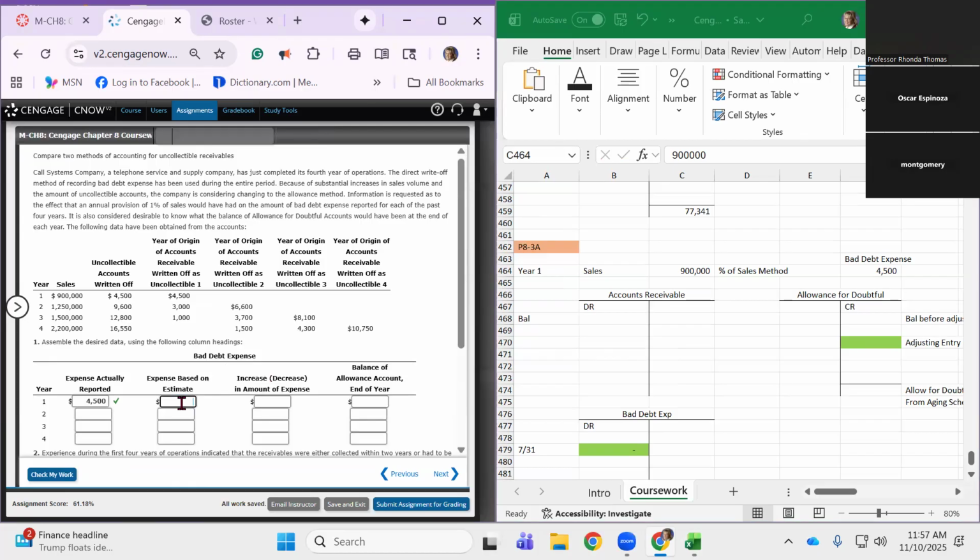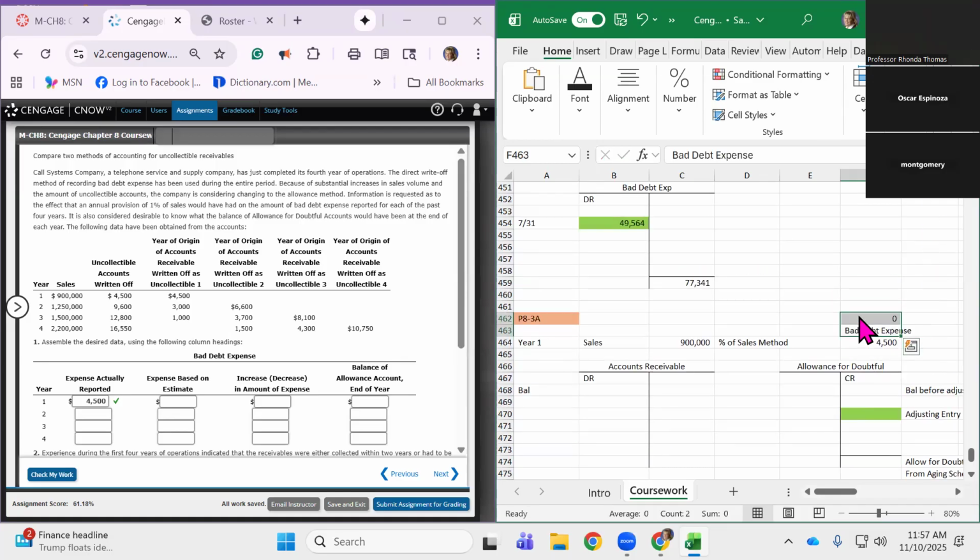But the estimate would have been, okay, and this is comparing accounting for uncollectible receivables. This is a percentage. So the estimate with 1% should be $9,000, I believe. This is using the percent of sales method. Okay, so let me put that down again. 1%.